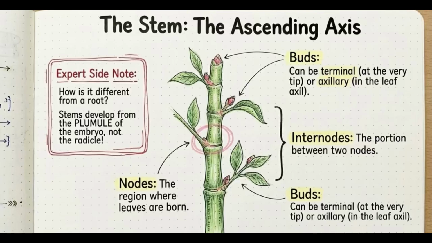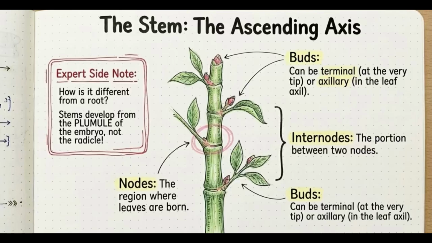Plumule, okay. And structurally, a stem is defined by a very specific alternating pattern. Nodes and internodes. Nodes being the structural joints where the leaves attach. Right. And internodes just being the empty highway space between them. Precisely. And tucked into the angle where the leaf meets the stem, an angle called the axil, you find buds. Axillary buds. Yes. These axillary buds have the potential to grow into whole new branches or flowers.